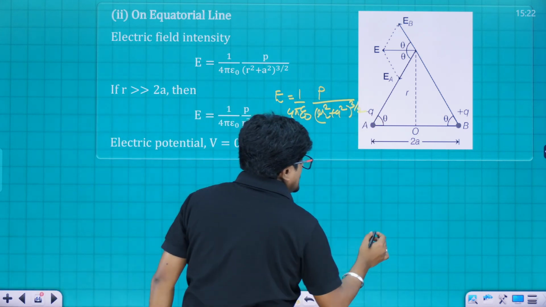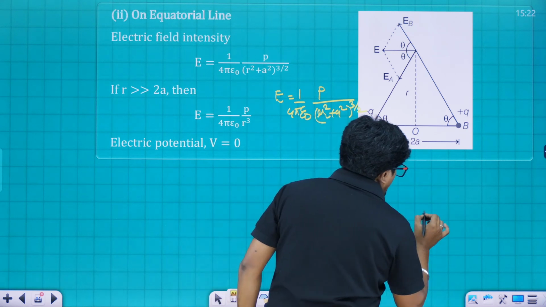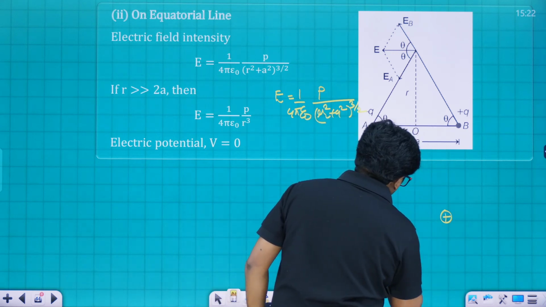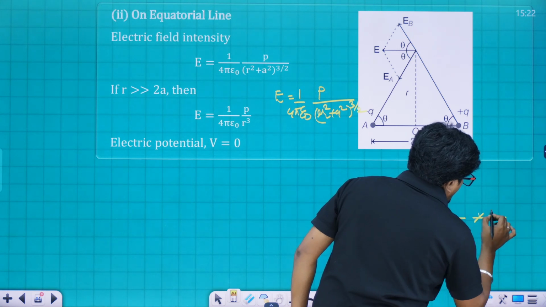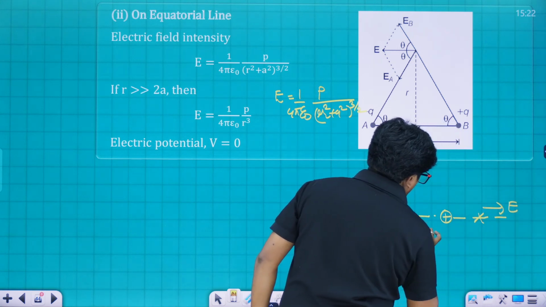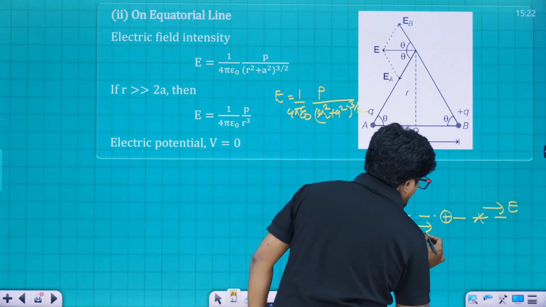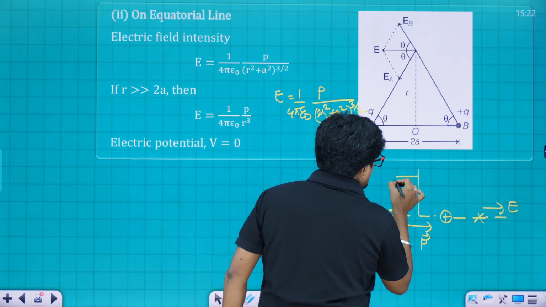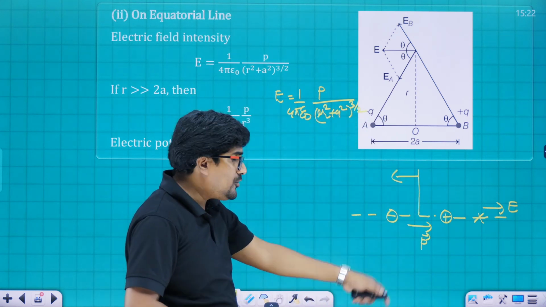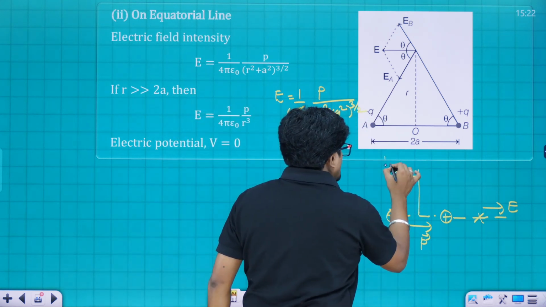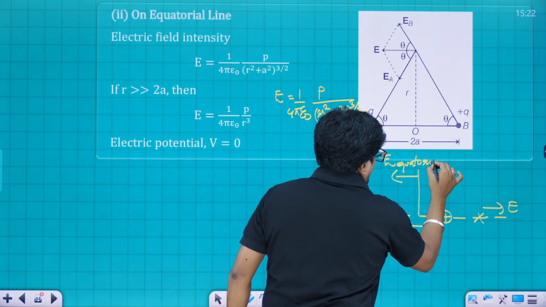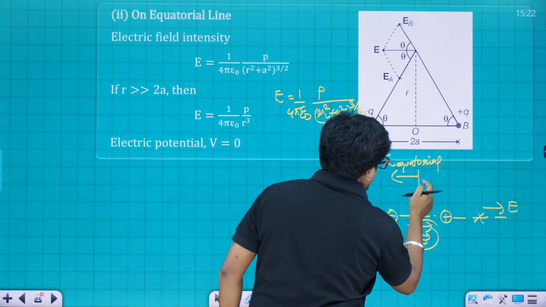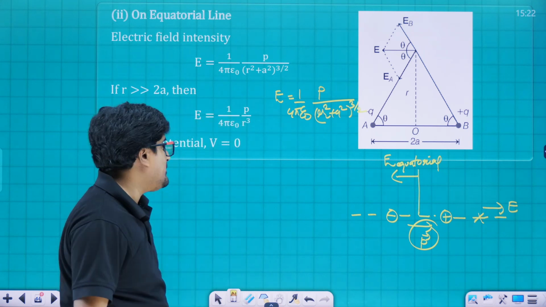And you must not miss one point over here. In case of electric field along the axial line, we had the electric field in the same direction of electric dipole moment. But here, in case of any point on the equatorial line, here the electric field is going to be in the opposite direction. Opposite direction of what? Dipole moment. So that point must not be missed.